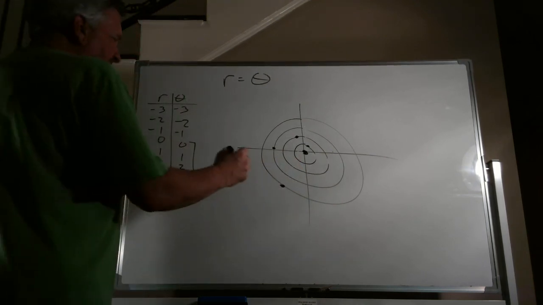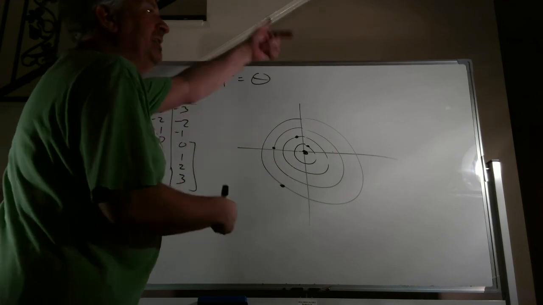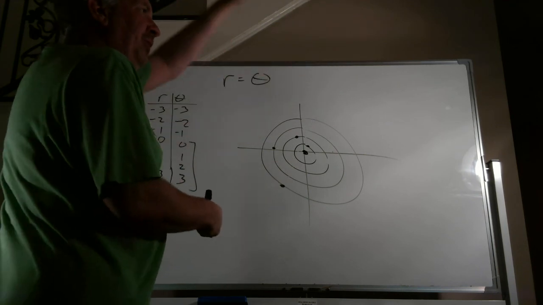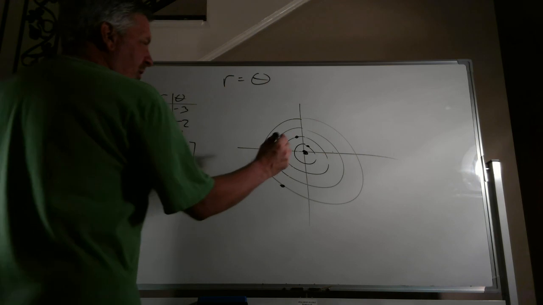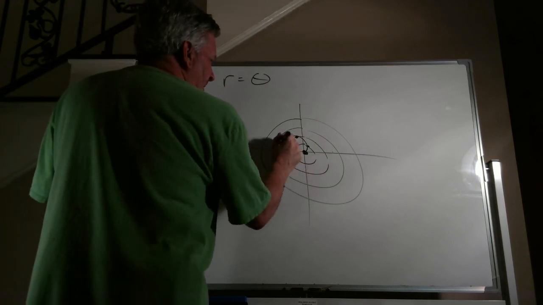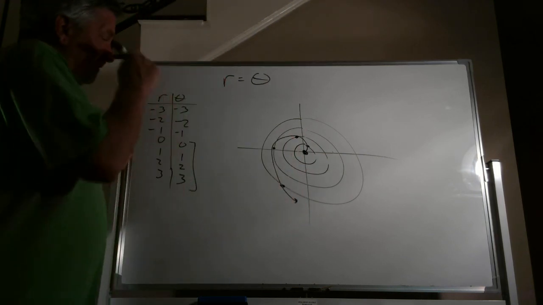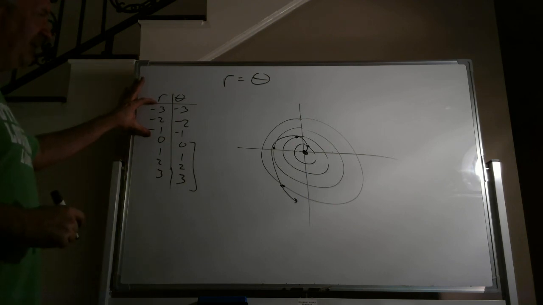So think about what this is doing. As theta gets bigger, r gets bigger. So the more you rotate, the further away you're going to be from the pole. So you see what's happening here. You're getting this spiral. Now notice I haven't done these points yet. We need to do these as well.